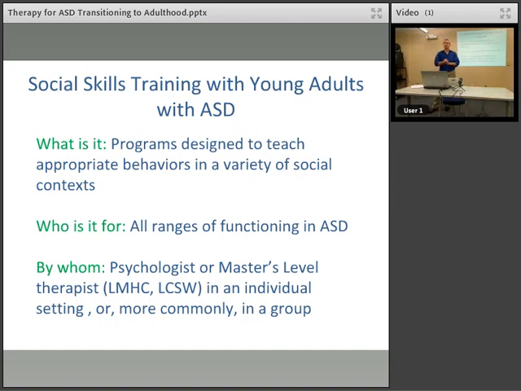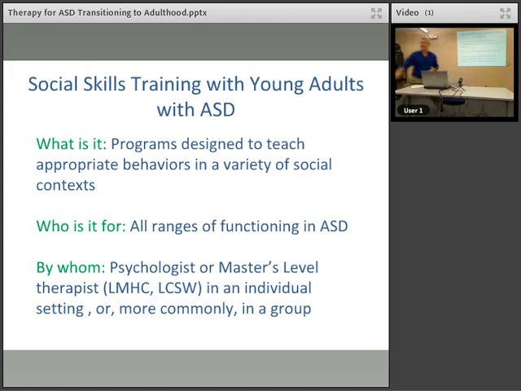Okay, social skills training, another one I'm not going to spend a whole lot of time on because by this point, you have all had some form of social skills training. But what I want to talk about is the idea that they've had social skills groups for so long. Really, are they going to continue? Are they going to be 40 doing social skills groups? And the answer is maybe.